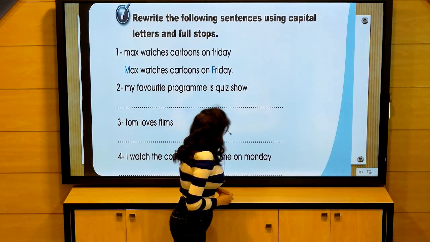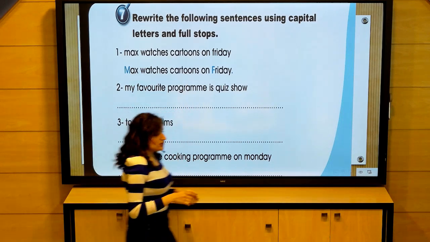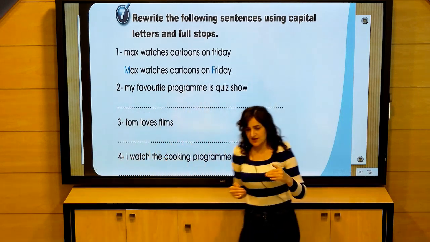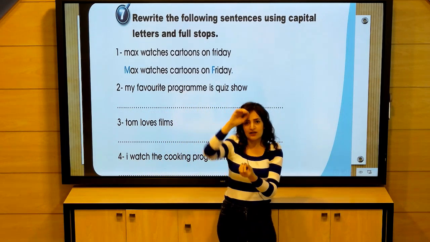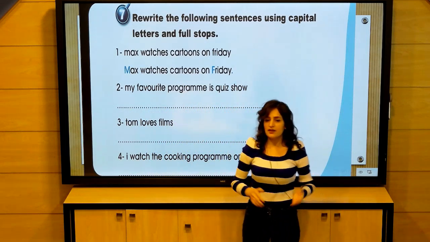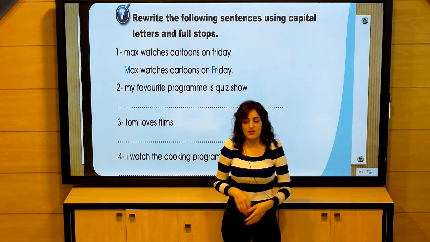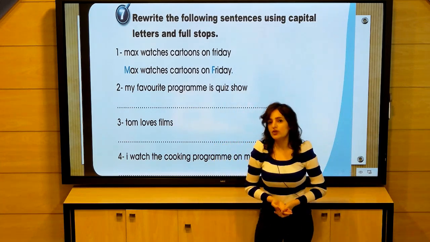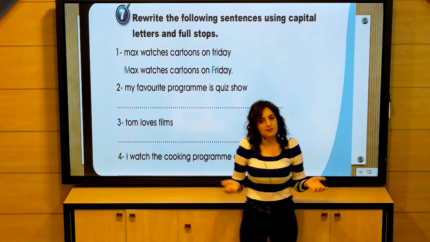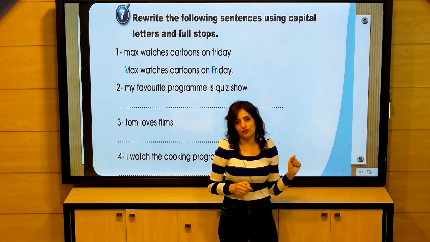Rewrite the following sentences using capital letters. You will have here some sentences. You will capitalize the first letter of each sentence. Then you will put at the end of the sentence maybe a full stop, maybe a question mark. If you have a question, you will put a question mark. But if it's a simple sentence, you will put just a full stop.